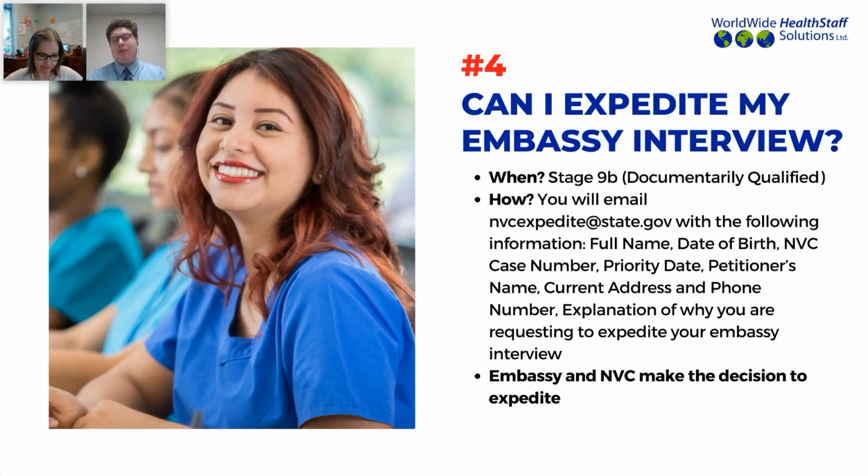The other thing is how to expedite an embassy interview. And I know that there's a lot of people that ask this. So pay attention, because this is something that you'll be able to do if this applies to you at stage 9B. So how it works is you'll send an email to NVC expedite at state.gov, which is their email address, and you're going to provide the following information. You'll provide your full name, your date of birth, the NVC case number, your priority date, the petitioner's name, your current address and phone number.